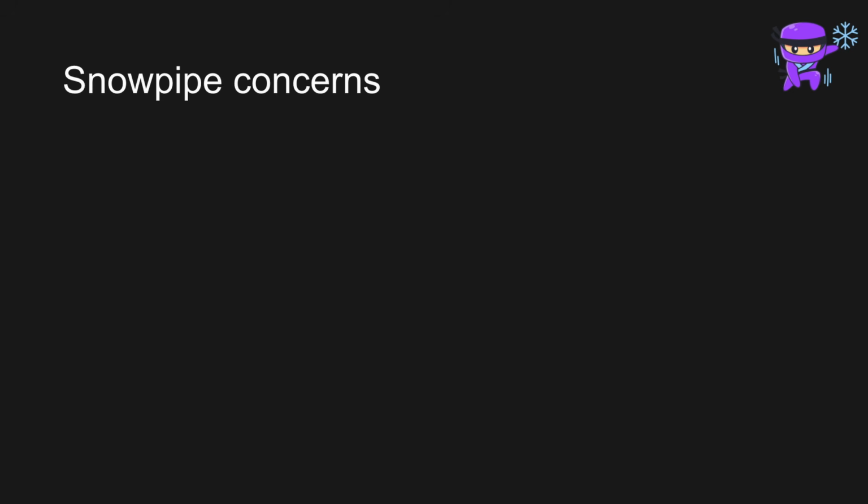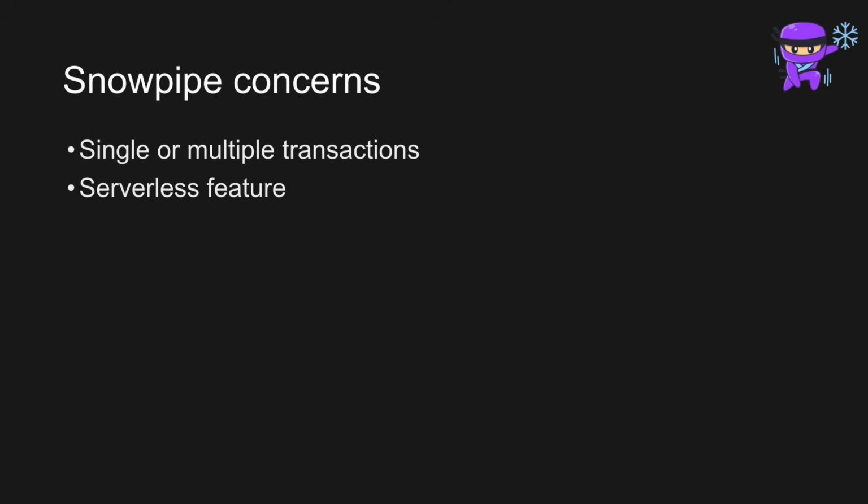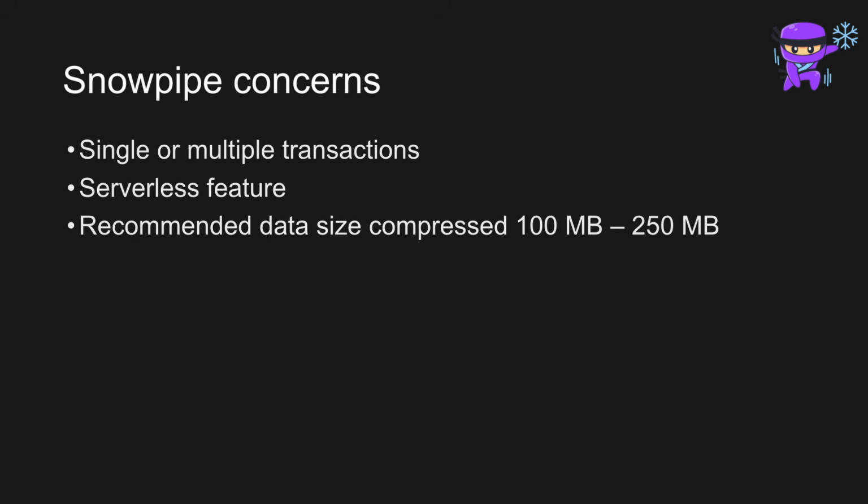But before using Snowpipe on your own, there are a few things you should also know about. Snowpipe loads can be handled in single or multiple transactions. It runs on Snowflake supplied compute resources, also known as serverless, where Snowflake recommends to load data in size compressed between 100 and 250 megabytes. So processing very large files can be a really cost-inefficient operation. Latency, depending on file size, is usually counted in minutes, so it's not very fast.